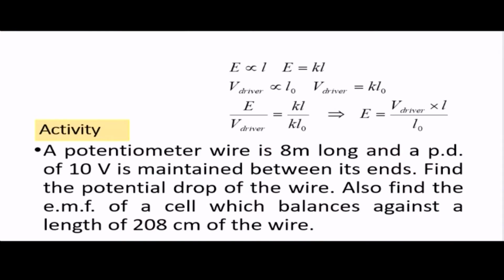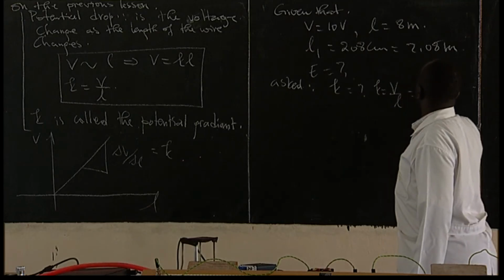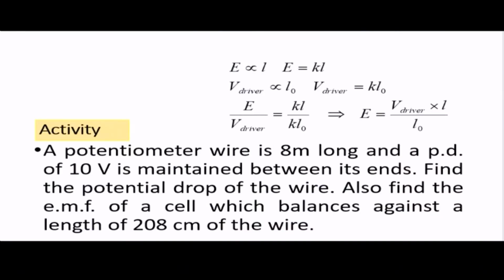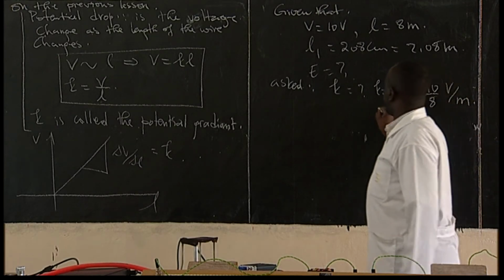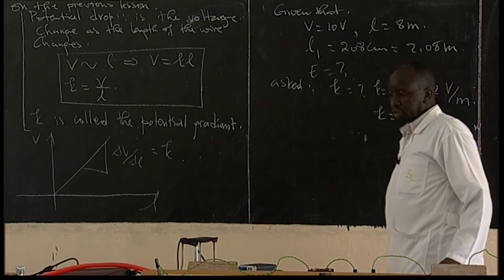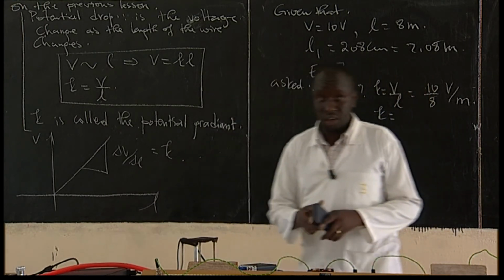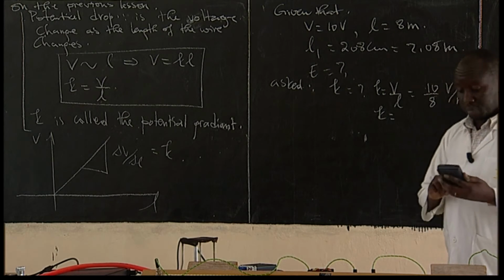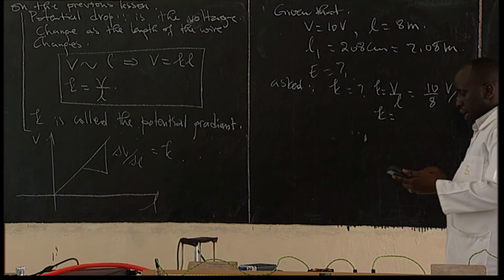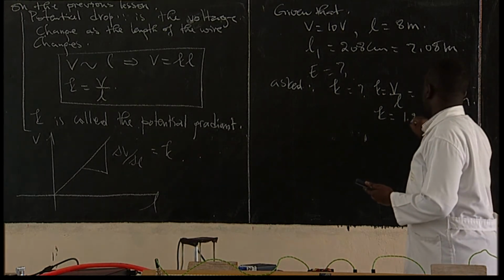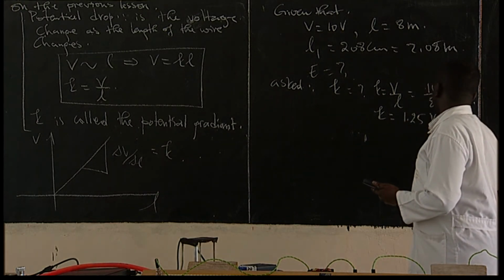So then here you have K equals V over L, and this V equals 10 over 8, and this is V over meter. The unit, then K will be equal to, so can you use the calculator and then find the answer? Together with me, hurry up. And this is going to be equal to 1.25 V over meter.